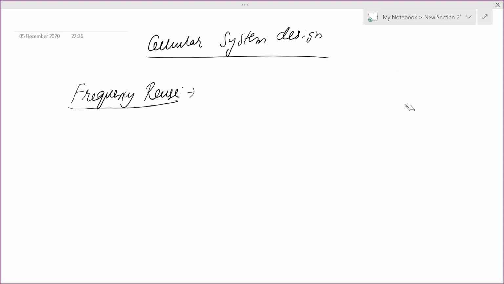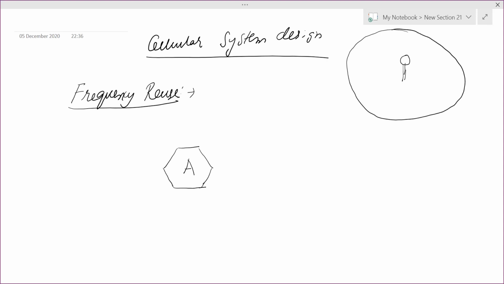Let me introduce the concept in a very simple way. Suppose here is an area designated by A, and I will put this hexagon around it. What is this hexagon? Suppose you have a base station, with an antenna at the top of the base station. This antenna will have some particular region where its signal has significant strength, and outside this region the signal of this antenna will be very weak. We call this the coverage area for this antenna.